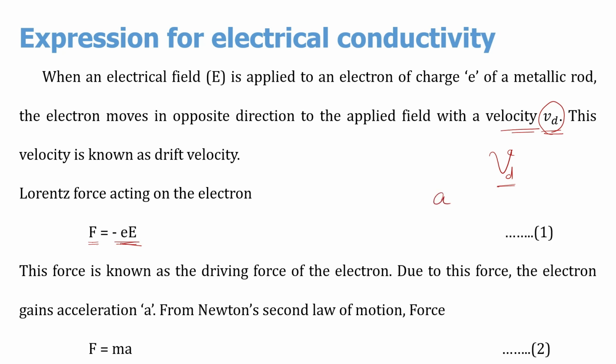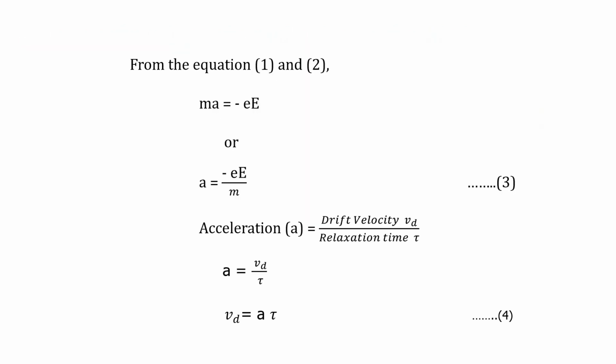From Newton's second law, the force possessed by the electron is based on the mass of the electron and the acceleration of the electron. Now equating these two equations, minus eE is equal to ma. Then a is kept on the left hand side and m is taken to the denominator of the right hand side. Thereby we get a is equal to minus eE by m.